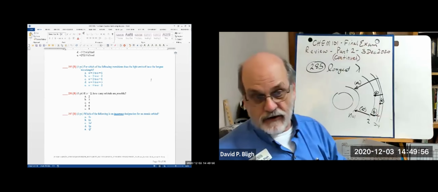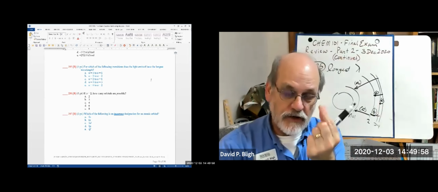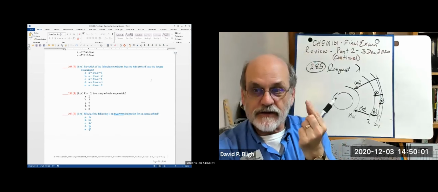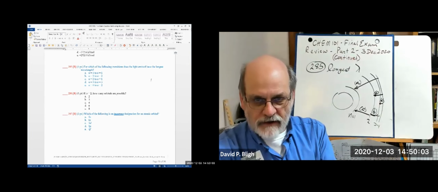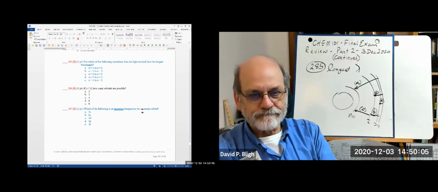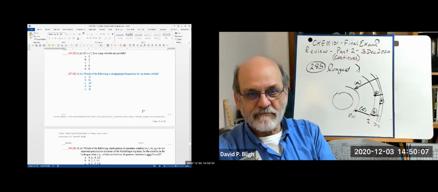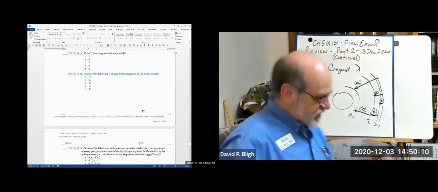So D is our best answer. It's the narrowest jump of the electron, gives us the lowest energy, longest wavelength. Okay, 287.